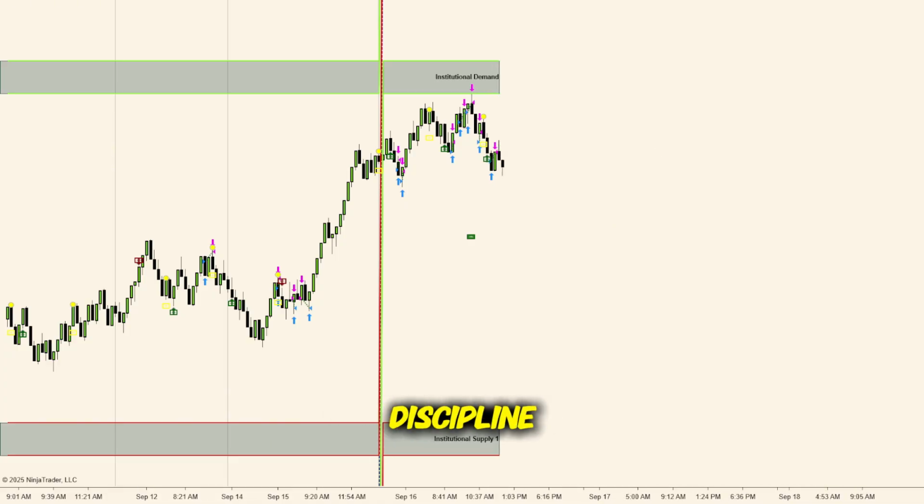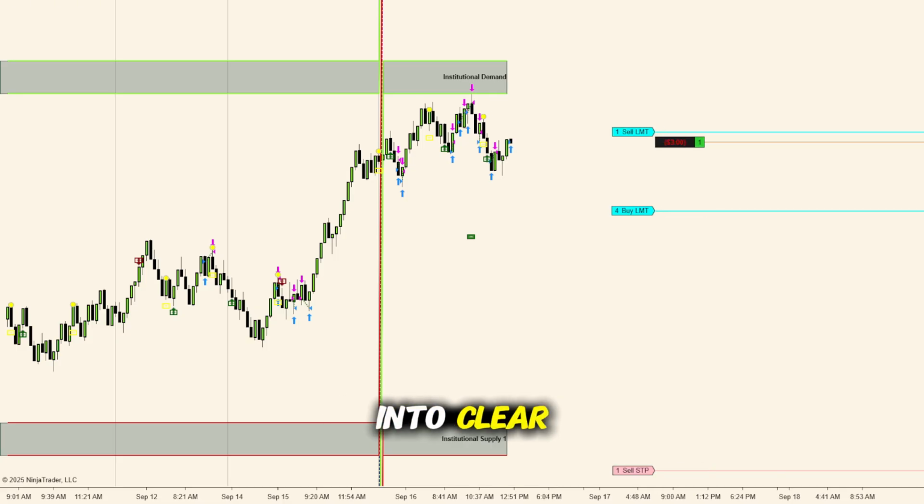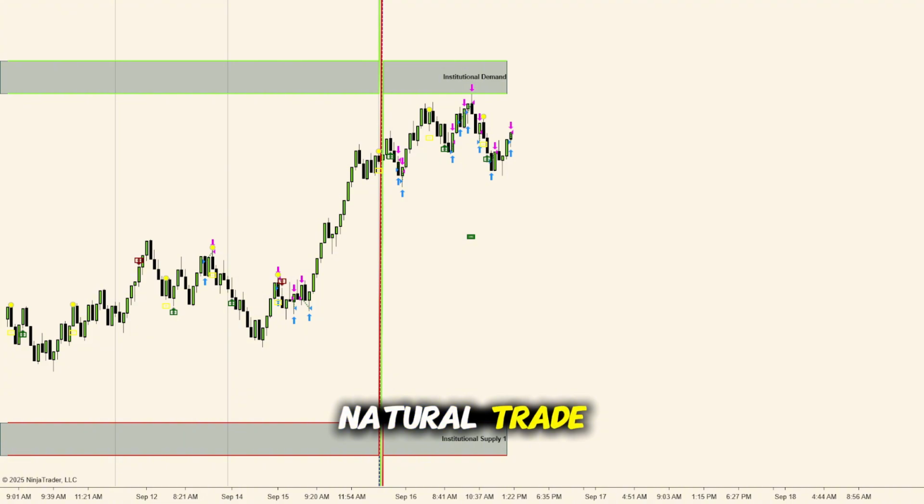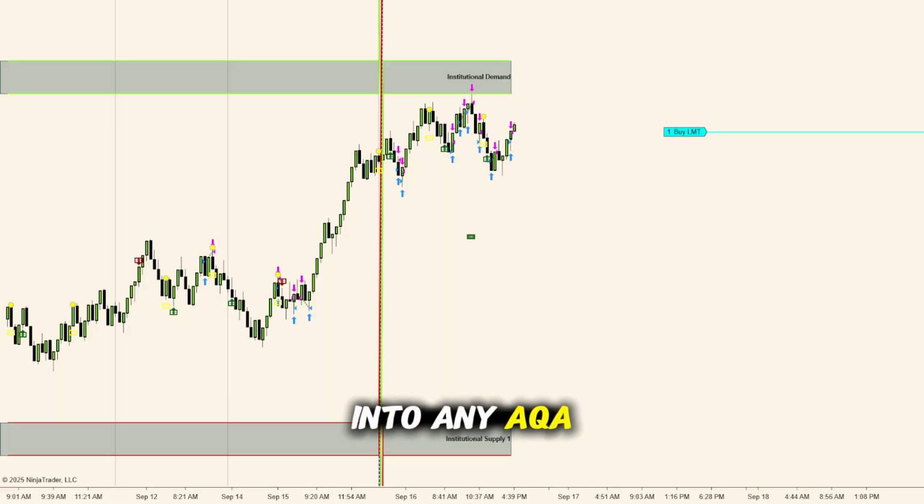It reinforces discipline, helps you structure your trades, and brings consistency to your strategy by turning chaotic charts into clear, rule-based setups. Institutional levels also create natural trade management anchors. You can use them for stop placement, scaling targets, and trailing logic. For example, once price moves away from one institutional band, the next level above or below becomes your next logical profit target. It's a stepladder system, structured, repeatable, and easy to integrate into any AQA playbook.